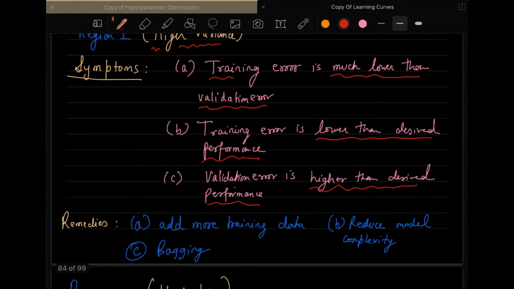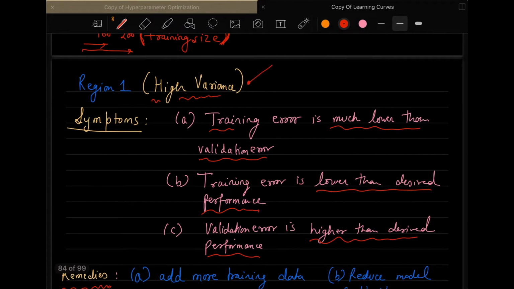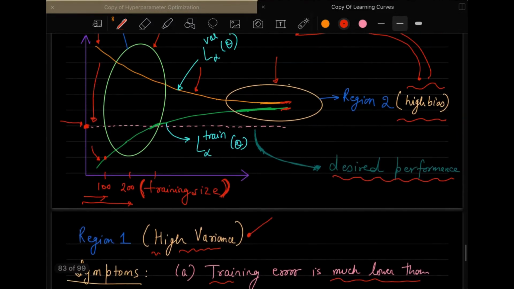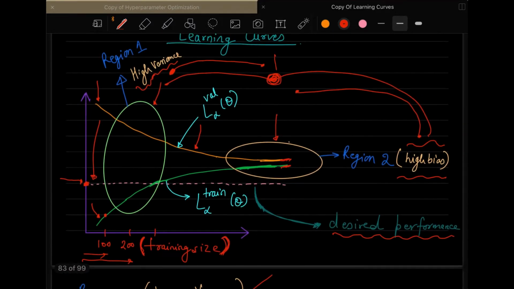So how to convert a high variance model into a low bias and low variance situation? If your model is suffering from high variance, then you can do all these 3 points which I have written here. The first point is you can add more training data. So if you add more training data, there will be a chance that your model which is overfitting will tend to reach this optimal point.